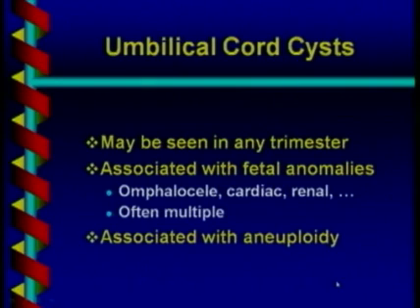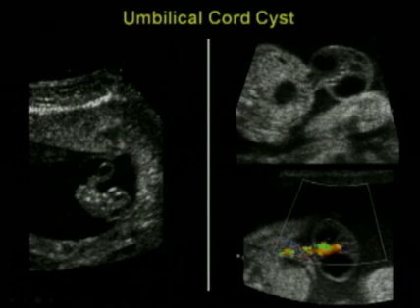Umbilical cord cysts can be seen in any trimester, first, second, or third. They usually cause no problems, but there have been reported associations of umbilical cord cysts with fetal anomalies, including omphalocele, cardiac or renal anomalies, and they've been associated with aneuploidy. Here are a few examples. First trimester: there's the head and body of the fetus, a bit of the umbilical cord, and there's a cyst in part of the cord.